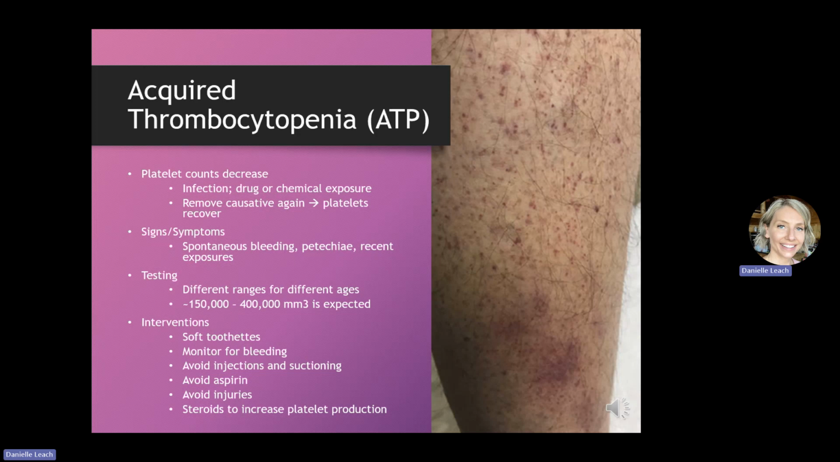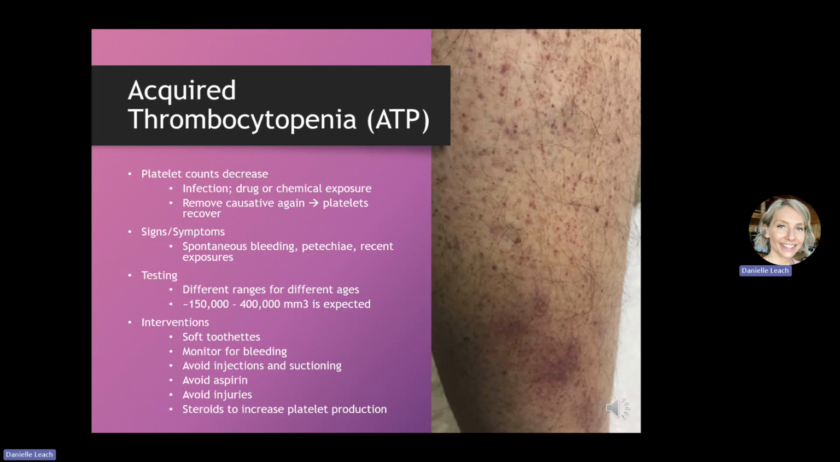Signs and symptoms of this one are spontaneous bleeding. So things like bloody noses, bleeding gums, blood in the stool, bruising easily, petechiae like shown in this picture, or recent known exposure to any sort of infectious agent or chemical. If we test the platelet ranges, there are different ranges for different ages and depending on which text you look at. However, generally speaking, most texts will say anything less than 150,000 is indicative of thrombocytopenia. But anywhere from about 150,000 to 400,000 is expected.